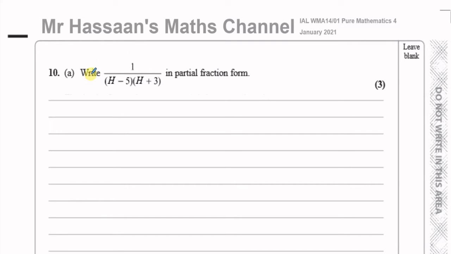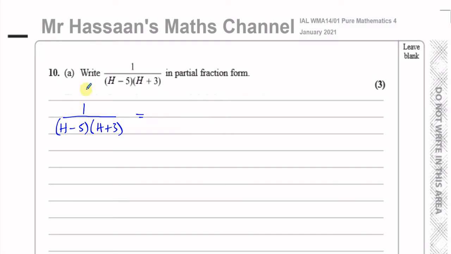Part A says write 1 over (h minus 5)(h plus 3) in partial fraction form. So we've got to take this fraction, which is expressed as one fraction, and express it as separate fractions. We must split it apart, put it into parts. The way to do that is set up an identity where you have 1 over h minus 5, a linear factor, times h plus 3, another linear factor.